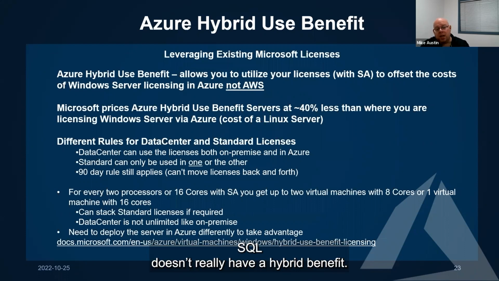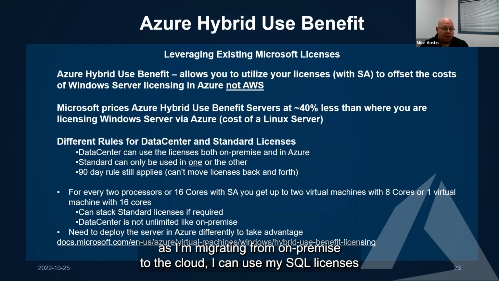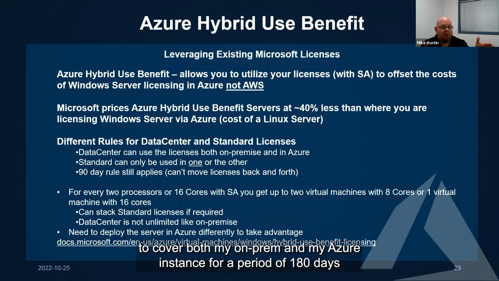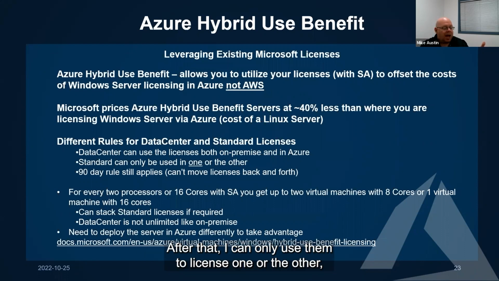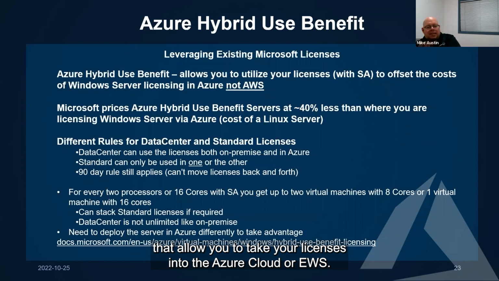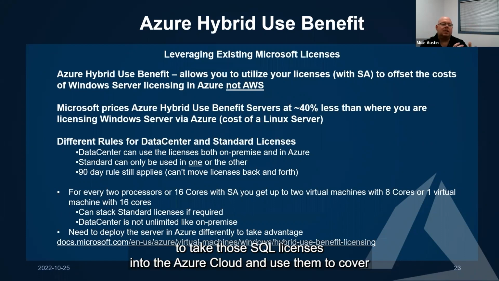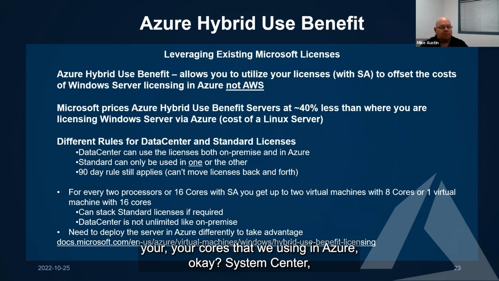Now, SQL doesn't really have a hybrid benefit. They do. What the SQL hybrid benefit says is, as I'm migrating from on-prem to the cloud, I can use my SQL licenses to cover both my on-prem and my Azure instance for a period of 180 days. After that, I can only use them to license one or the other. Because SQL has what's called server mobility rights with Software Assurance that allow you to take your licenses into the Azure cloud or AWS currently. That may change soon, we think. But it allows you to take those SQL licenses into the Azure cloud and use them to cover your cores that you're using in Azure, okay?